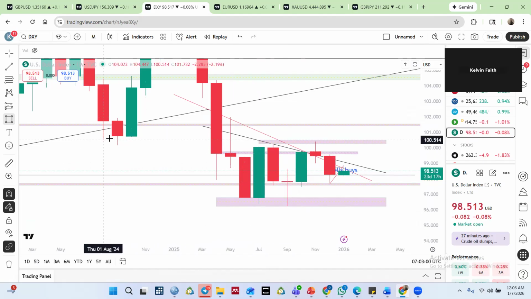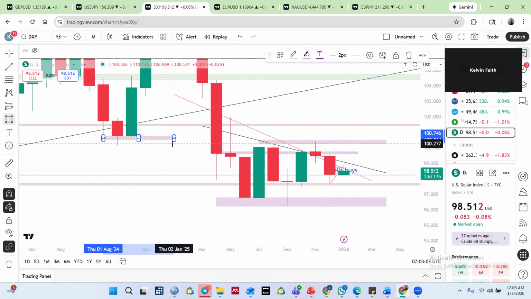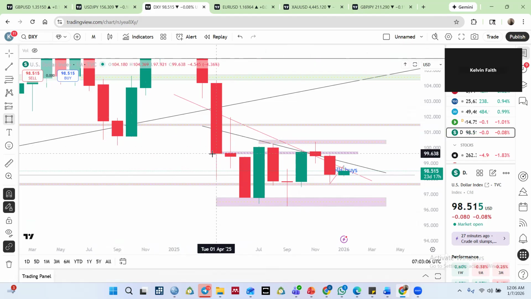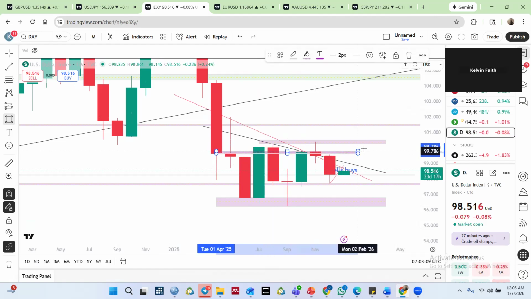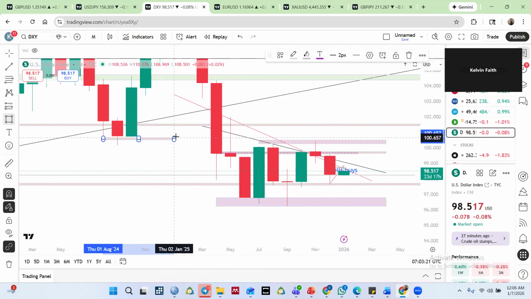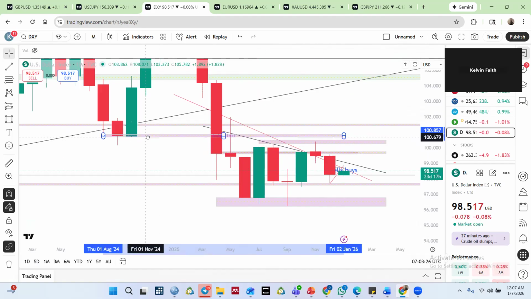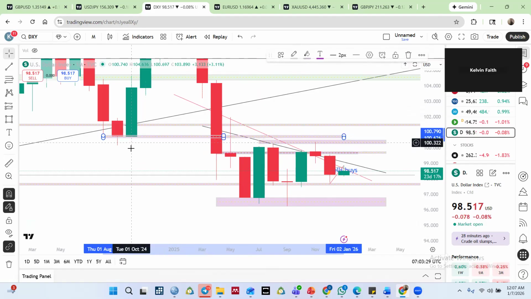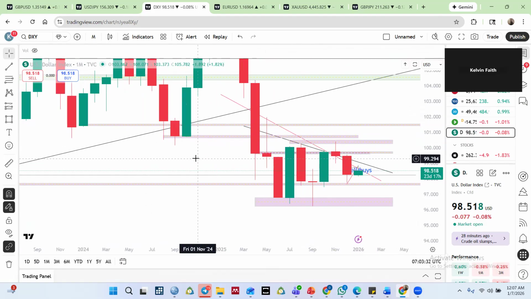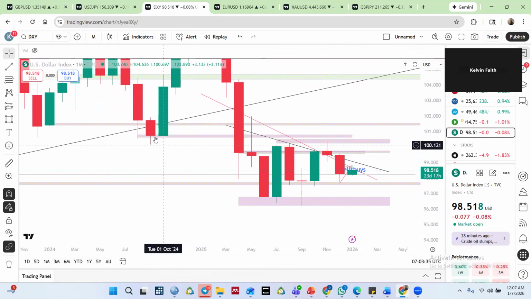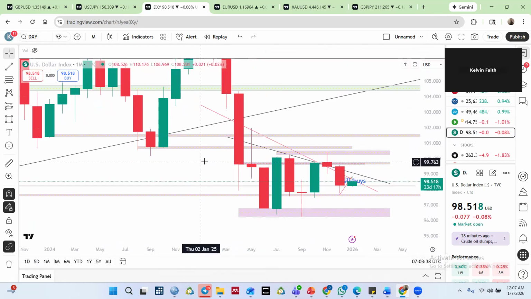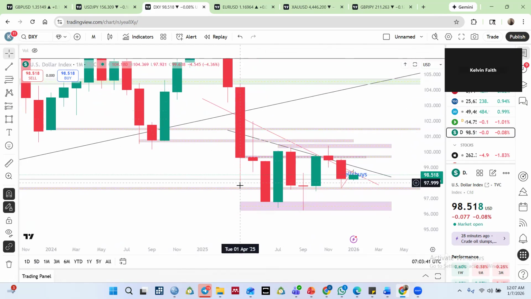But already this first area of support has been broken. And then this area of support that was formed here has also been retested. And then we see a body close below this support also. So we could see that all these energies that buyers are building up to be able to push the price up more, we can see that sellers are consistently crashing that.